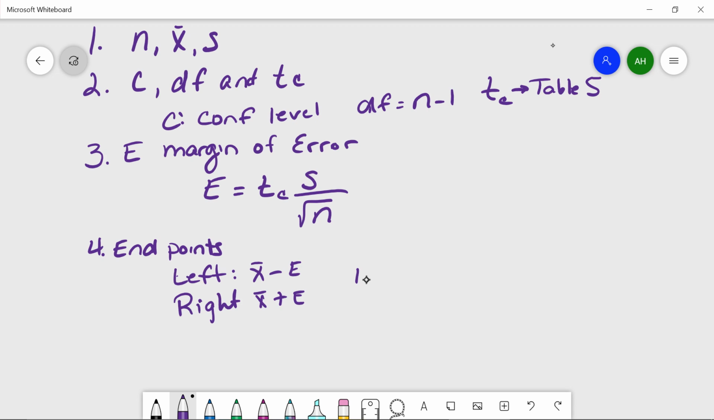My interval is going to be that the population mean is greater than the sample mean minus the margin of error, and less than the sample mean plus the margin of error. Very similar to what we have already been doing, actually exactly like what we have already been doing. We're just using a little bit of a different formula there. So let's look real quick at example 2.